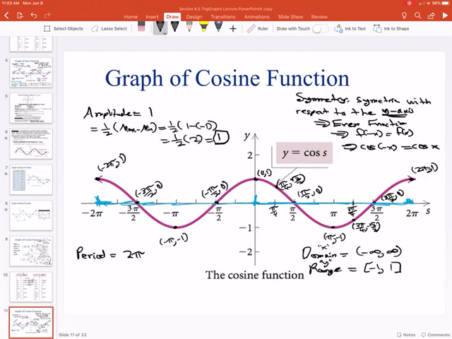So the zeros, again, are different from our sine wave, where all multiples of pi were our zeros. Now all multiples of pi locate our max and min points. Our zeros are located at what? Pi over 2 plus or minus all multiples of pi. So let's write that down here. Our zeros, or our x-intercept points, are located at pi over 2, plus or minus all multiples of pi.